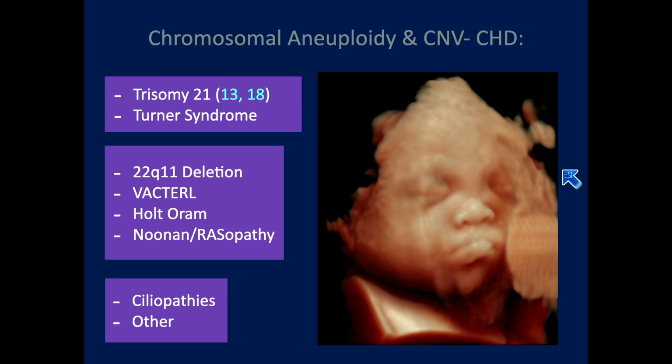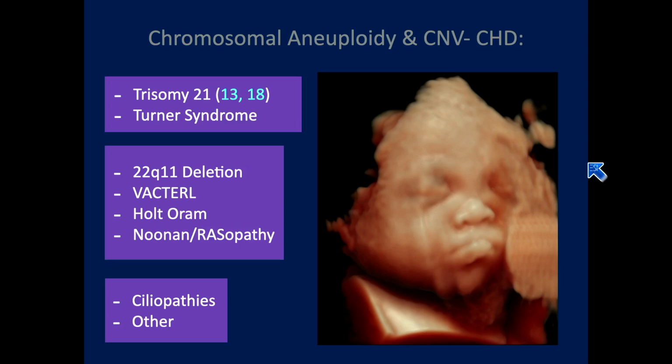So this is just going to be a tour of a bunch of pictures because they're fun and if they help anybody. We're going to go over chromosomal aneuploidy and copy number variant with CHD and focus on some of the more common syndromes that you're going to encounter in general practice. The trisomies, so the chromosomal aneuploidies, meaning extra or absent full chromosome, some of the more common syndromes, and then talk just a little bit about the ciliopathies and other.